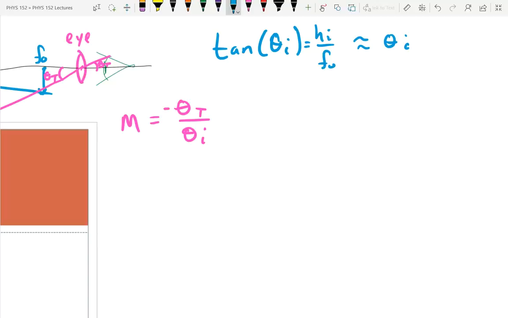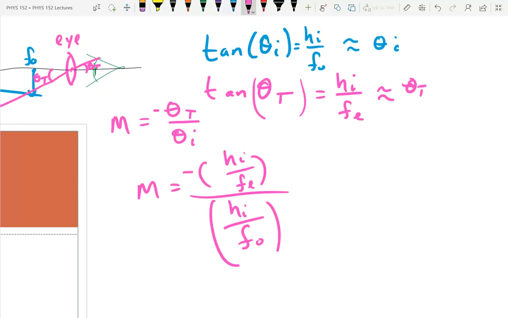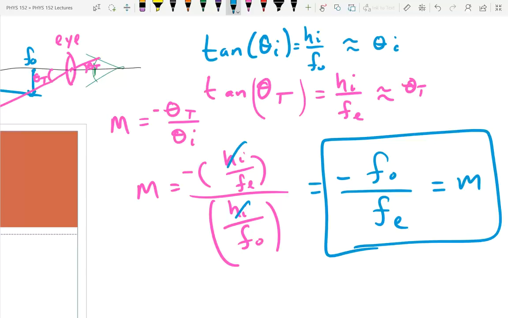Now for the eyepiece, if the image is at infinity, then the object has to be at the focal length. So I have the triangle for the eyepiece, tangent theta, I call it T here, is equal to the height of the image divided by the focal length of the eyepiece, which is approximately equal to theta T. So now if I divide those two, the magnification is equal to minus, because it's inverted, height of the image over focal length of the eyepiece divided by height of the image over focal length of the objective. Good news, the height of the image didn't matter to the calculation because those cancel out. And this is just equal to minus focal length of the objective over focal length of the eyepiece. That's how we derive the magnification for a telescope.